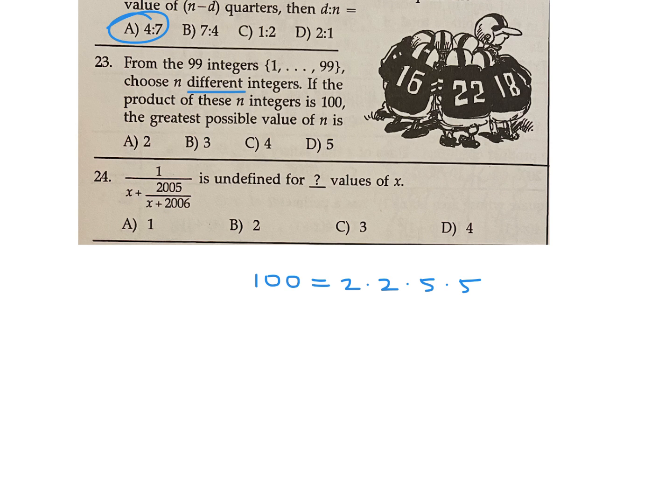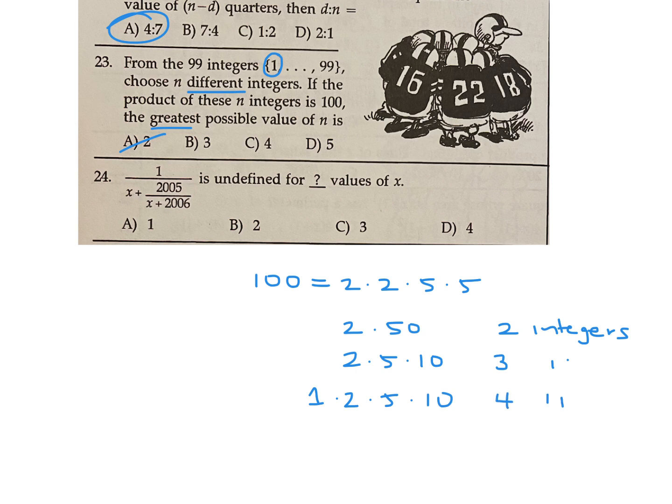So we could have, let's say, 2 times 50, so that would be 2 integers. But I'm sure the answer is more than that. Or you could have 2 times 5 times 10, that's 3 integers. So it's not going to be A, because they want the greatest. And a little tricky here, because the 1 is there too, so it could be 1 times 2 times 5 times 10. That would be 4 integers. I don't think you could get 5 unless you repeated the same integer twice, but that's not allowed because they want different integers. So number 23, I'm pretty confident, is C.